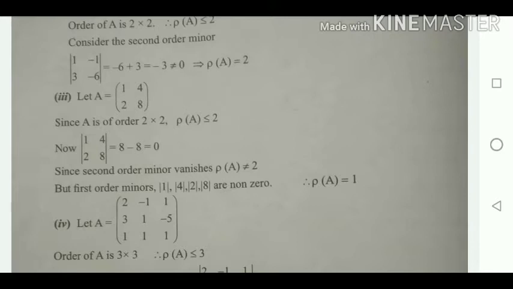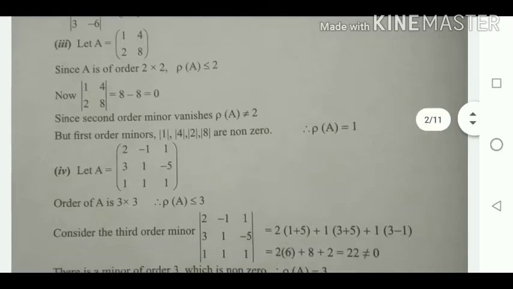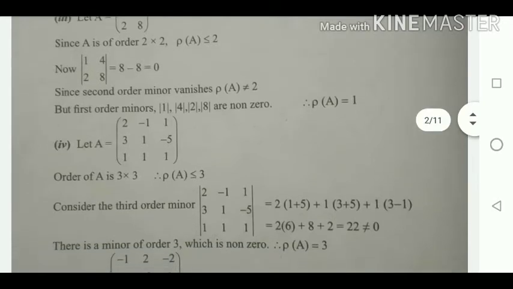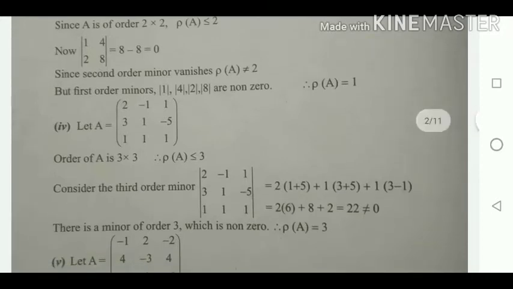Okay. Next we are going to see the third one. It is also a 2 into 2 matrix. The same procedure is followed. That is, multiply the main diagonal and subtract the product of the off diagonal. Here 1 times 8 is 8, 4 times 2 is 8. So if you subtract we are getting 0. If it is 0, it means the order 2 minor vanishes. That is, we have rank of A not equal to 2. But the first order minors 1, 4, 2, 8 are non-zero.